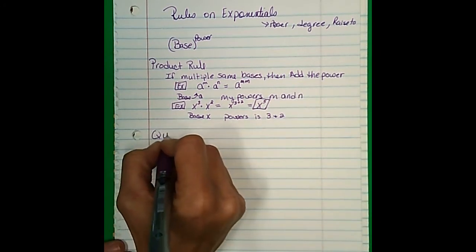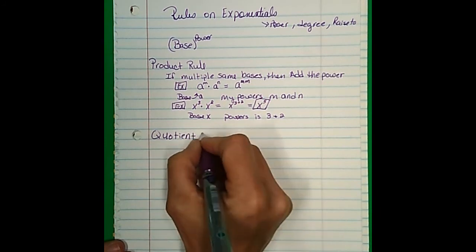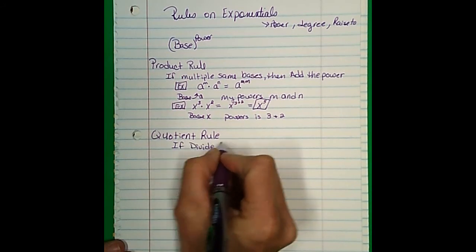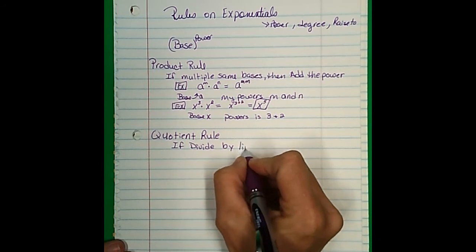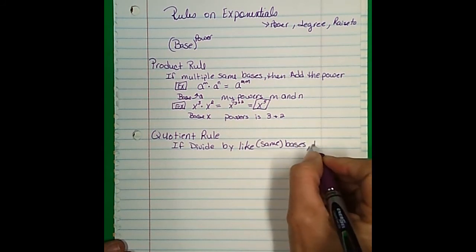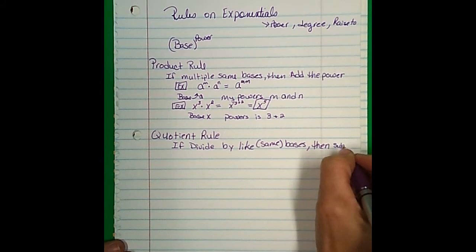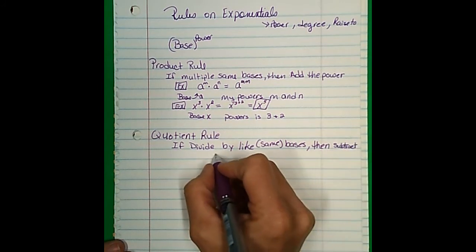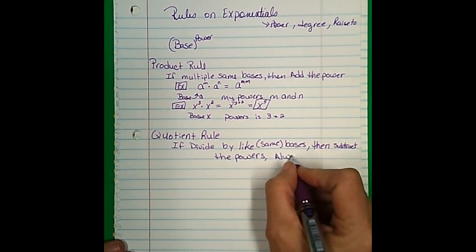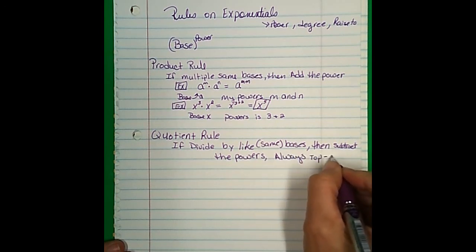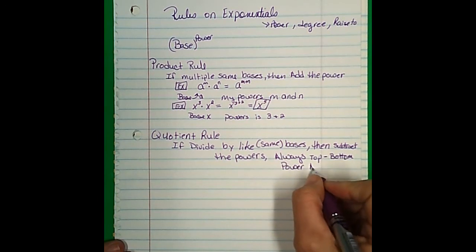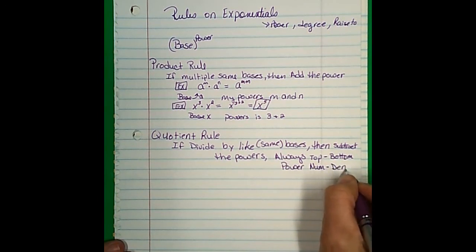Okay, so now we have a quotient rule. Means that if I divide like, or you can say same bases, then you subtract the powers, and it is always top minus bottom, meaning the power on the numerator minus the power on the denominator.